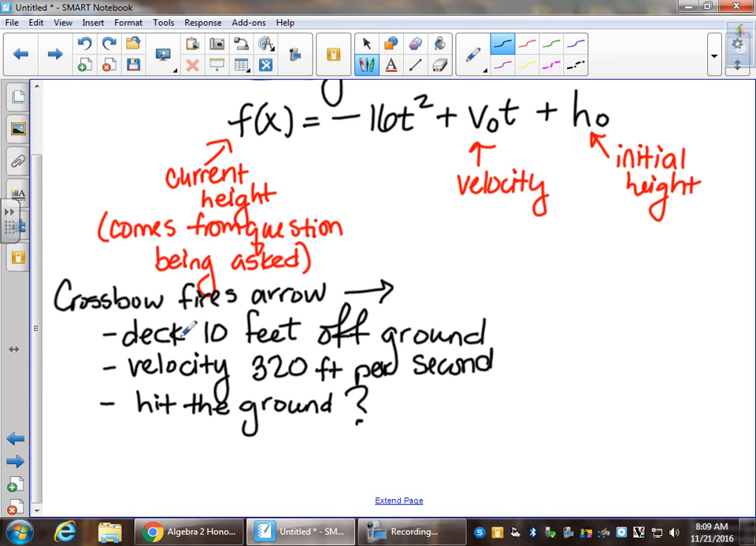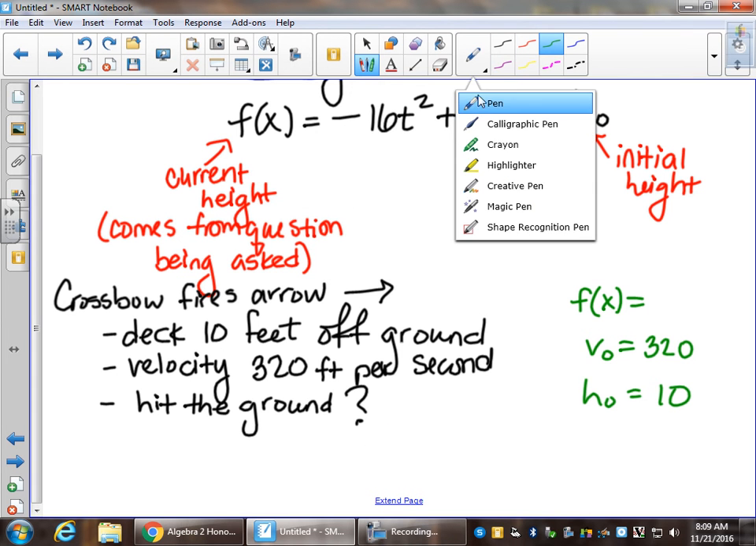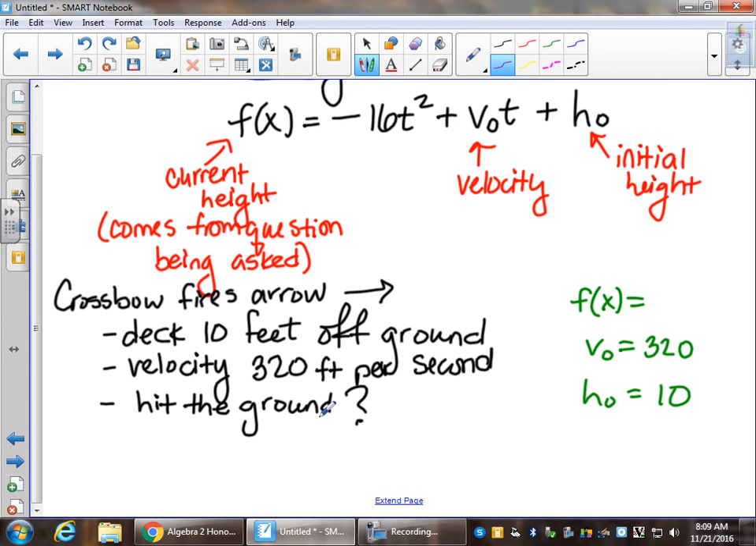The starting point of that arrow is 10 feet off the ground. So if we were to make a list right now, f of x equals, velocity equals, and h naught equals, the starting height of that arrow was 10 feet off the ground, because that's where you started from. The velocity we know is given to us as 320 feet per second. Whenever you are asked ground, that will always be h of t equals 0. Ground is always 0.